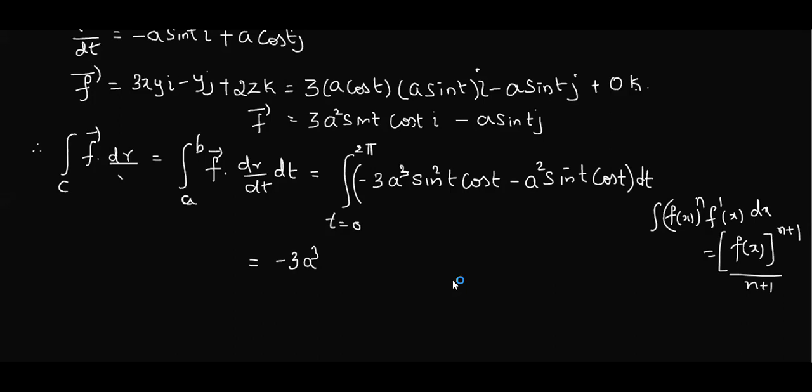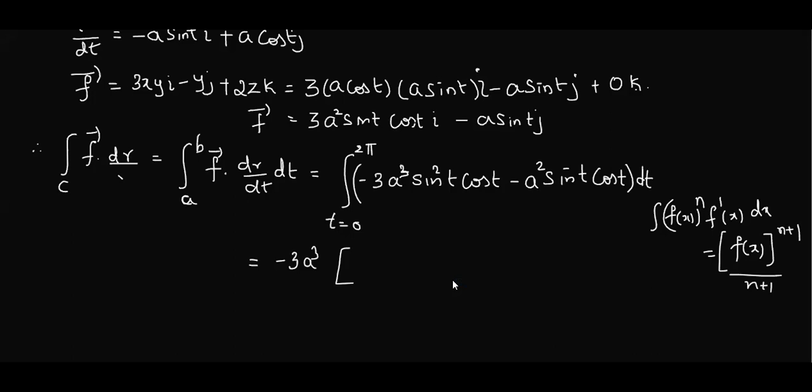Can you tell me what is the derivative of sine? What is the differentiation of sine? Cos. So isn't it available as a product here? So my f of x is sine, my n is 2, correct? My f dash is cos t. So just apply the integration and tell me what you will get for this.